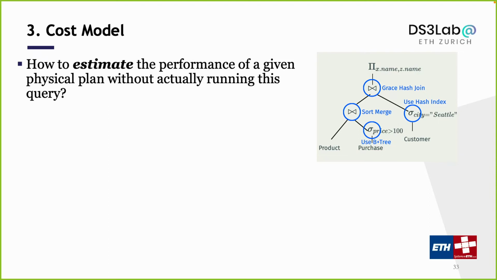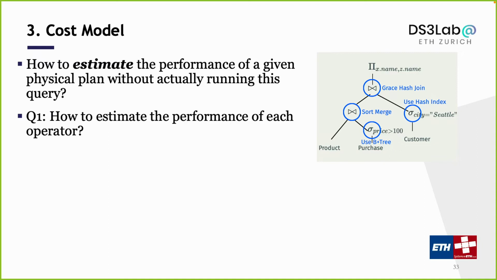But it actually becomes a little bit hard to do because of multiple things. The fundamental question is, if you give me a query plan that you know is equivalent to the input, how can I actually estimate the cost without running it? That's actually not that trivial. How can I estimate the performance?